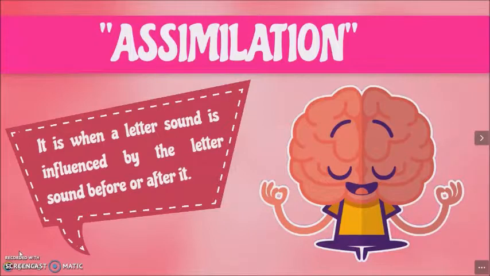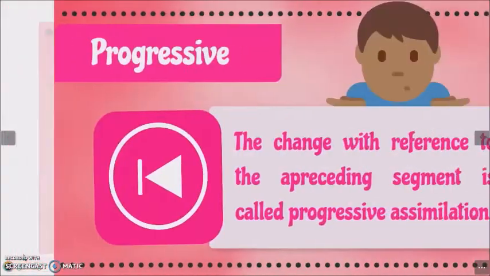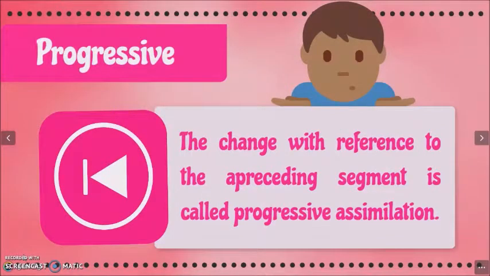The word assimilation itself is said to be assimilate. If a sound changes with reference to a following segment, it is called regressive assimilation. The changes with reference to a preceding segment are called progressive assimilation. A lot of people find these terms very confusing because they seem to mean the opposite of the intended meaning.